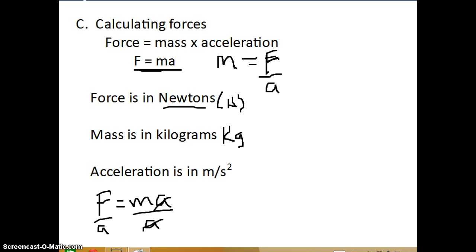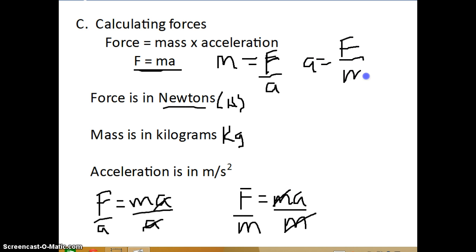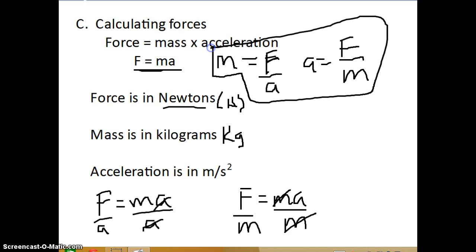A. Also, you need to know solving for acceleration. So if we have this equation again, to get rid of the mass now, you have to divide by mass on both sides. And so acceleration is equal to force over m. I will not give you the other two equations. I will not give you the ones that I'm boxing right now. You need to know those for the test.